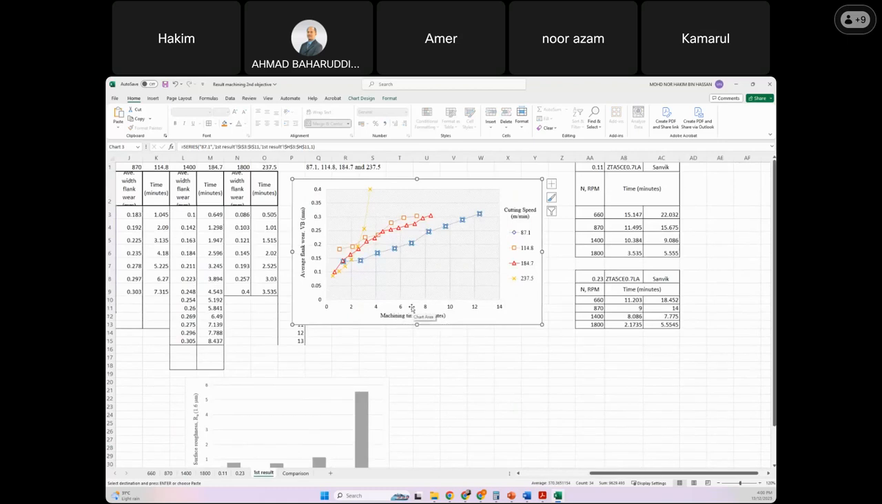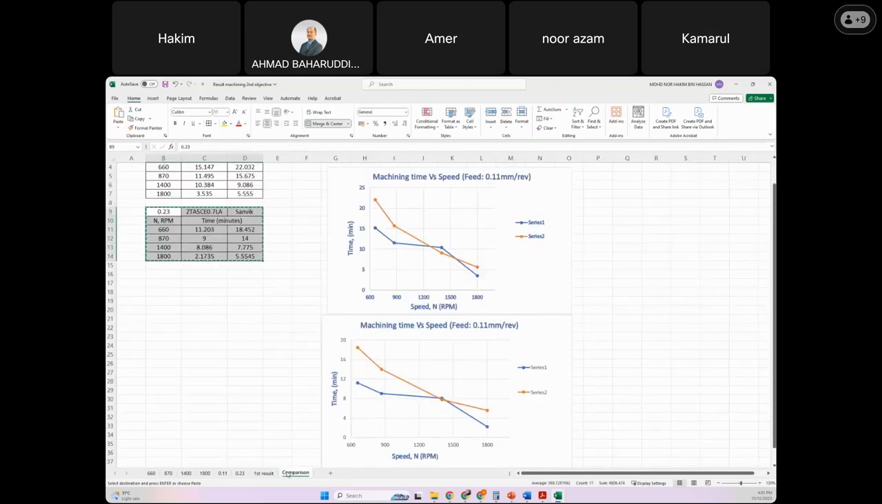But today I have a program with Dr. Adam, so actually I think today I wanted to do it like this graph, but I have a program with Dr. Adam this morning. I have a class, then I go to the program. So I managed to do this summary of the comparison between fabricated insert and commercial available insert.